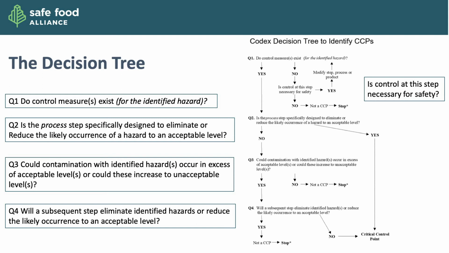And the last question is, will a subsequent step eliminate identified hazards, or, as I've used the term many times, reduce the likely occurrence of that hazard to an acceptable level? With each of these 4 questions, there's going to be a yes or no answer, and it's going to take us down a path that helps us determine whether or not a critical control point is necessary at a particular step for the safety of the product.